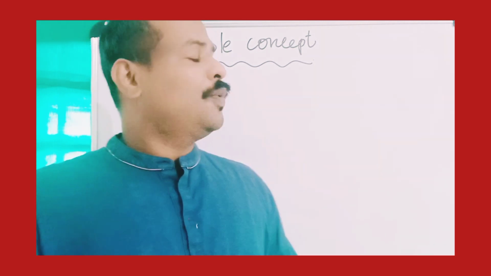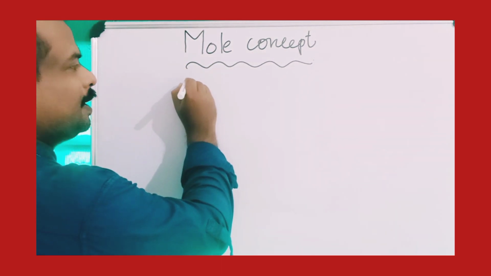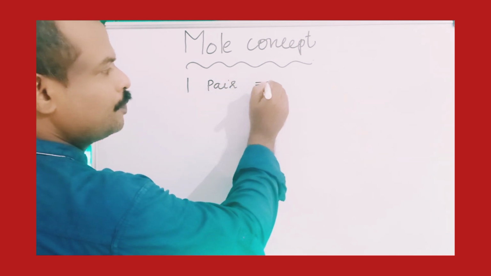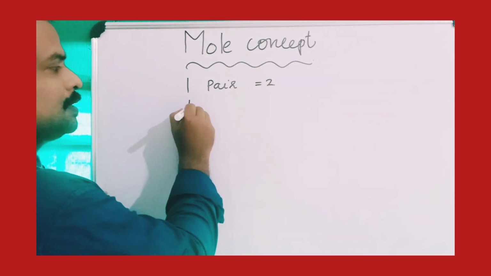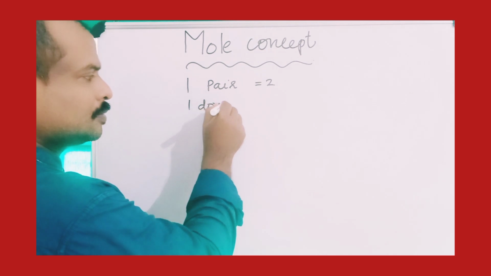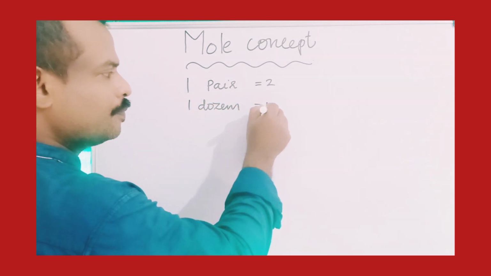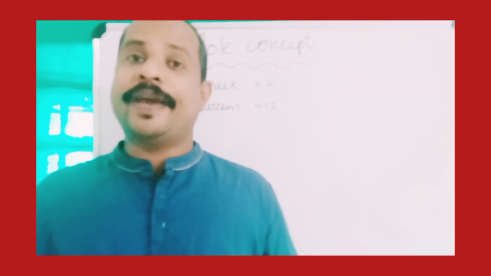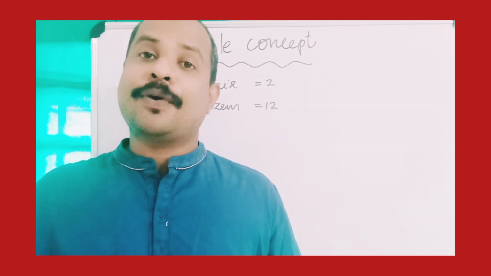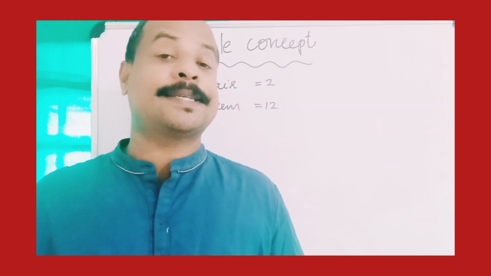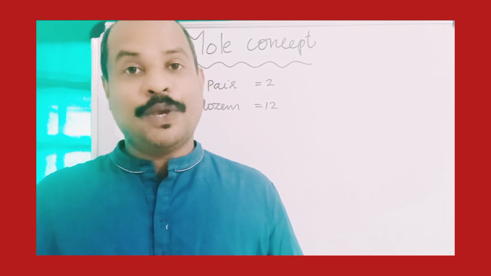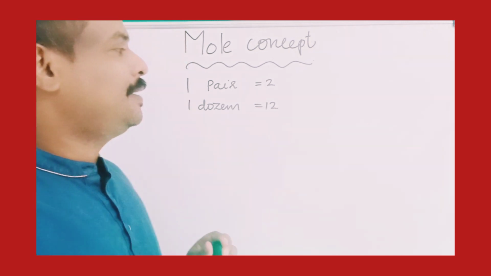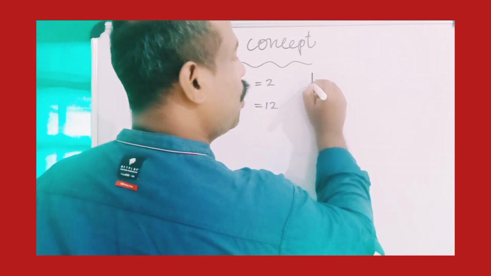We know one pair means two, one dozen means 12. In the same manner, we need to express the number of smallest particles like atoms and molecules. We need a term, and the term is known as mole.